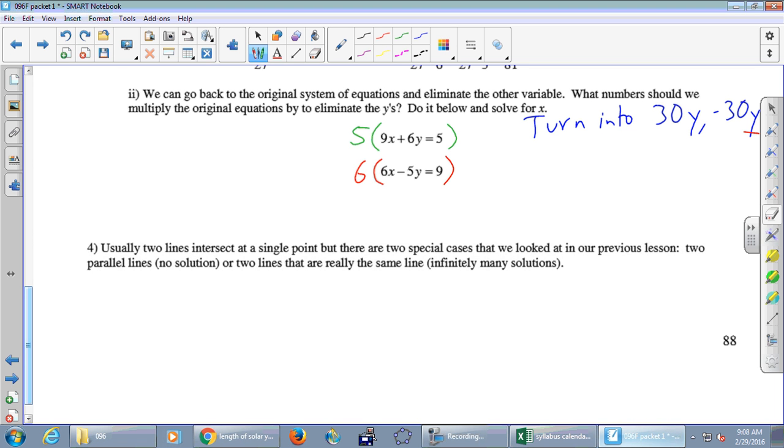Okay, number 4. Usually 2 lines intersect at a single point, which means you got your solution as the point of intersection. But there are 2 special cases that we looked at in our previous lesson. So this is where hopefully you watched the video. So the 2 special cases, how can you make 2 lines not intersect each other?